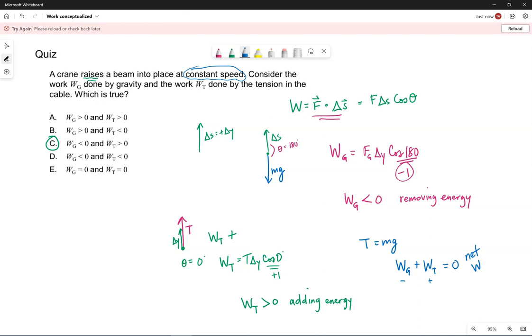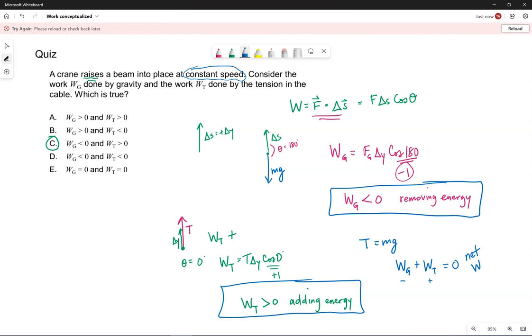But whether the beam was accelerating upwards, accelerating downwards, so speeding up, slowing down, the answer to this specific question will be the same, regardless. Again, that comes just because we're looking at the force, the distance moved, and the angle between them. What will be different is the net work. The net work done will not equal 0 if the beam is speeding up or slowing down.